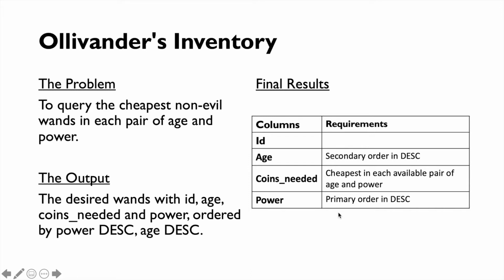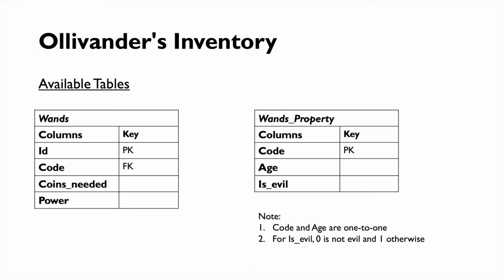Once we have this, let's look at the available tables. There are two tables available for us to query the information needed. One is the Wands table, and the other is the Wands_Property table. The Wands table has 4 columns, including ID, which is the primary key of this table, as well as code, which is the foreign key used to connect to the Wands_Property table. And there are two other columns called coins_needed, as well as power.